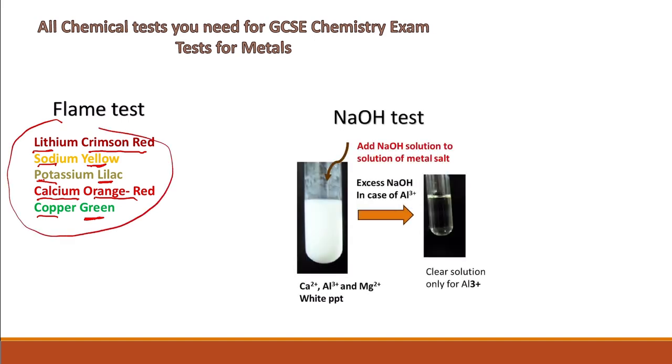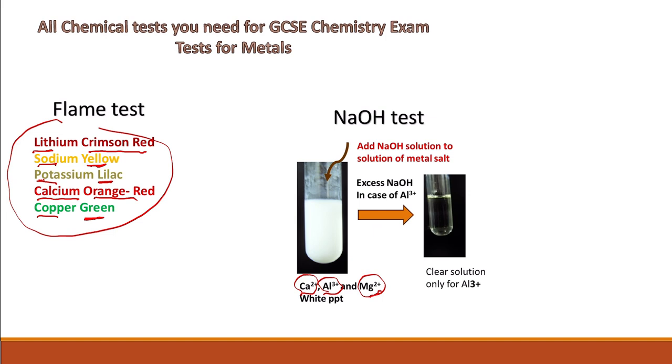Another test for the metals is the sodium hydroxide test. Some metals will give a distinctly colored precipitate with sodium hydroxide. If you add sodium hydroxide solution to a solution of a compound that has a certain metal, that will give you a precipitate with a certain color. If it gives you a white precipitate, then you could have either calcium, aluminium, or magnesium.